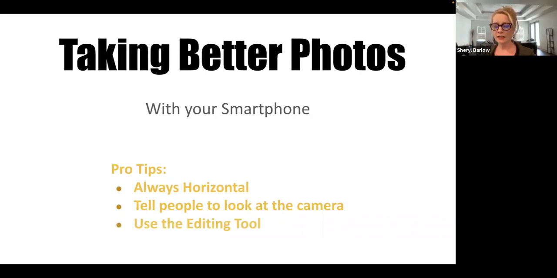And then use the editing tool on your camera. Super simple. When you pull up the photo, there's a little edit button, and just play around with it. You're not going to break anything, but it allows you to lighten up the picture, crop it, maybe crop out the garbage can. That's my other pet peeve, when people get a picture of the garbage can in there. So play with the editing tool.